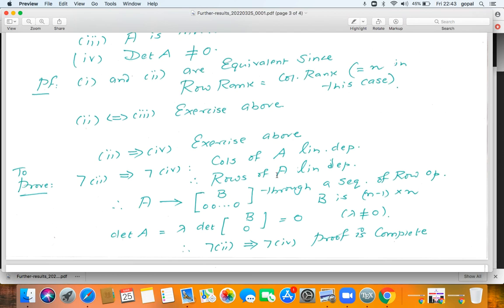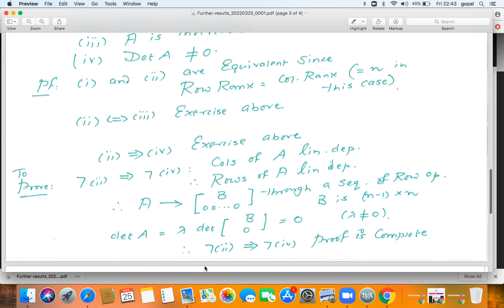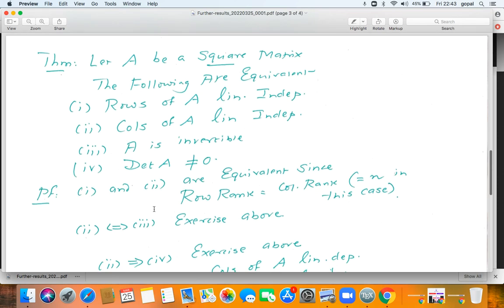If the rows of A are linearly dependent, then one of the rows can be made zero through a sequence of elementary row operations. The determinants of these two matrices are related by lambda. So the determinant of A equals lambda times the determinant of this other matrix. But the entire row is zero, so this determinant is zero. Therefore, the original determinant of A is also zero. So negation of 2 implies negation of 4. The proof of this equivalence is established.